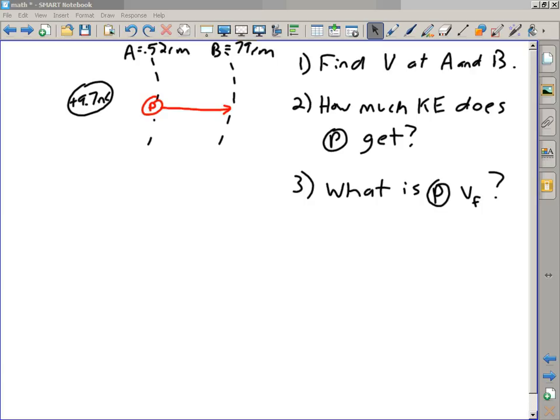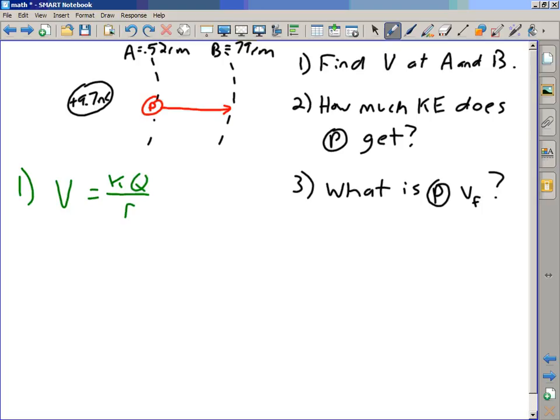Series of questions, 1, 2, 3. First one: find the voltage at A and B. Now this one was just plug and chug. V equals kQ over R. I'm trying to figure out the voltage at those points. What's causing the voltage? The 9.7 nanocoulomb charge. Does everyone see that?